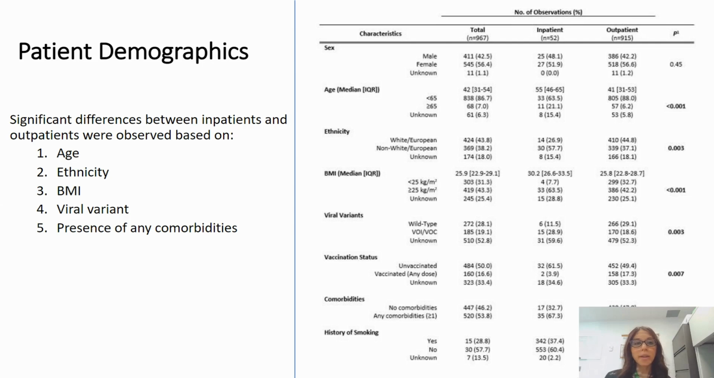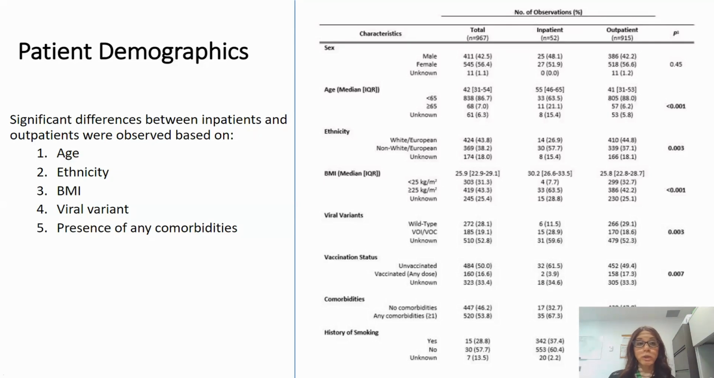So here you can see in the chart, we have collected additional data from patients. I've already shown you sex, age, ethnicity, and vaccination status, but we also collected BMI, viral variant, comorbidities, as well as a history of smoking. Now, in the chart, in the first column, we're looking at the total number of individuals, and in the latter 2 columns, we're looking at how this is divided between first the inpatients and then the outpatients. And finally, in the last column is the p-value, which highlights the significance.